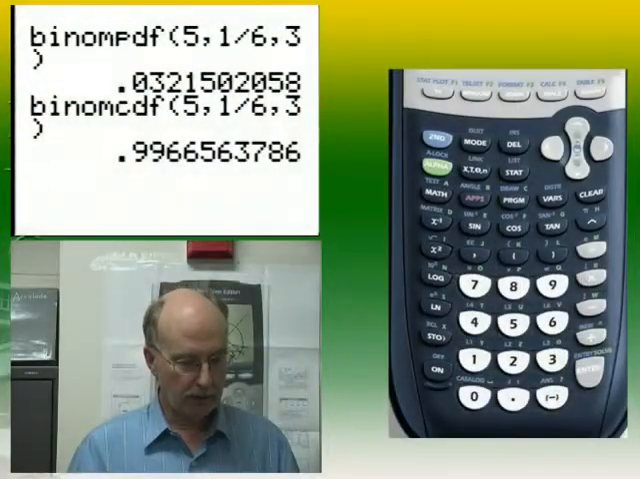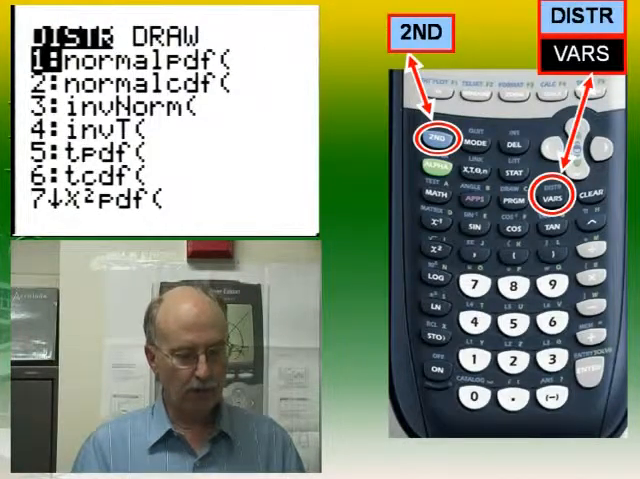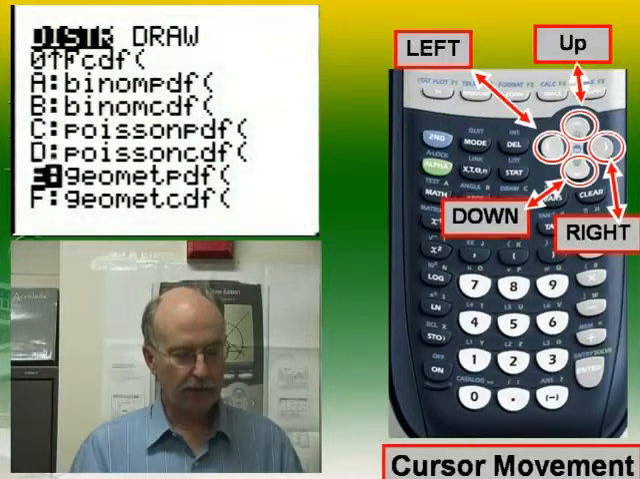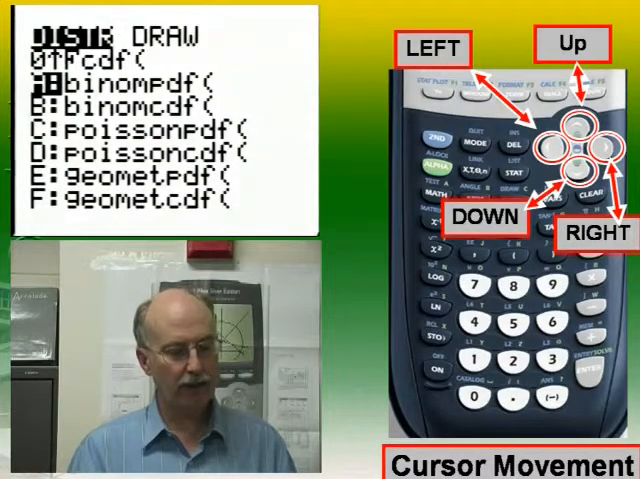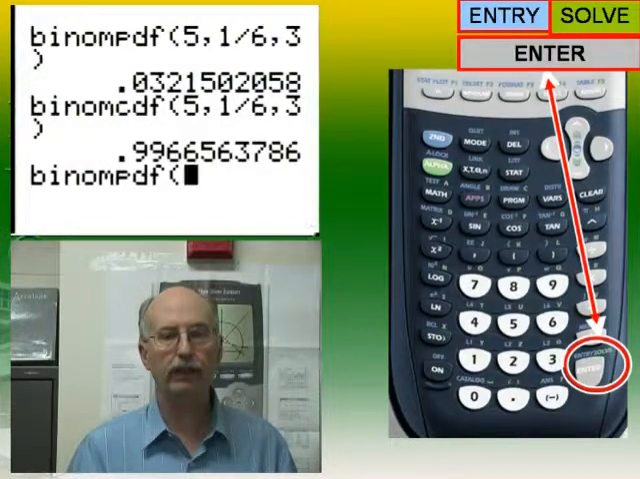The way we get there is we hit second and then DISTR, and we're going to scroll up to that letter A there, which is binomial PDF, and hit enter. You can see that comes onto the home screen.